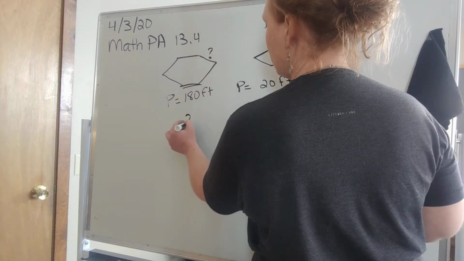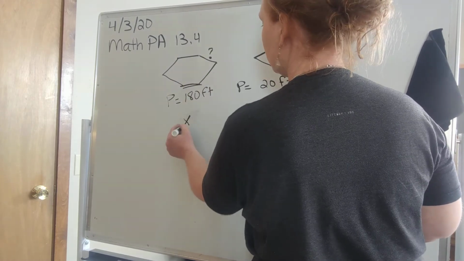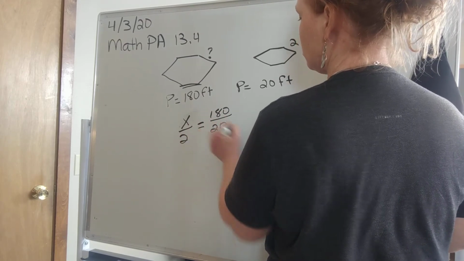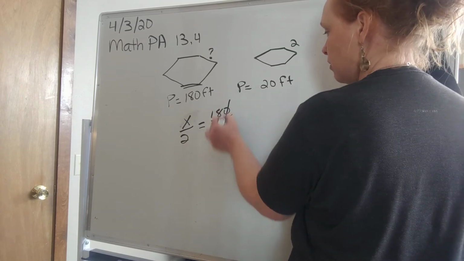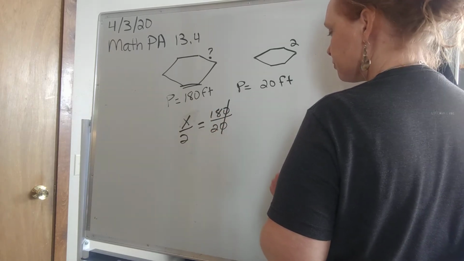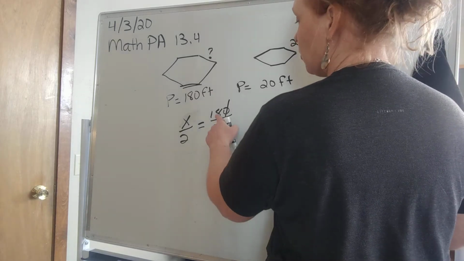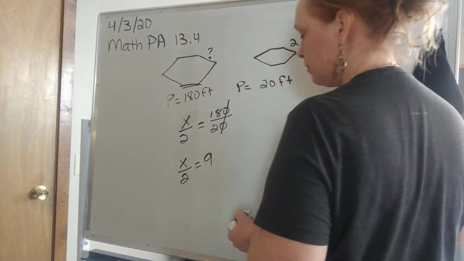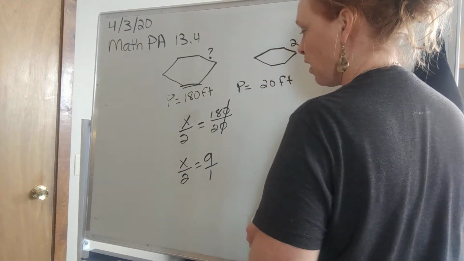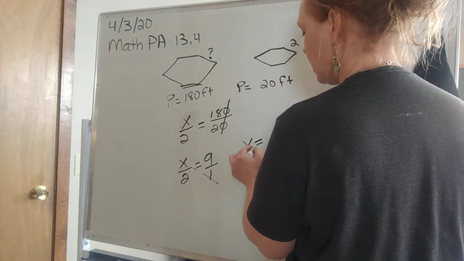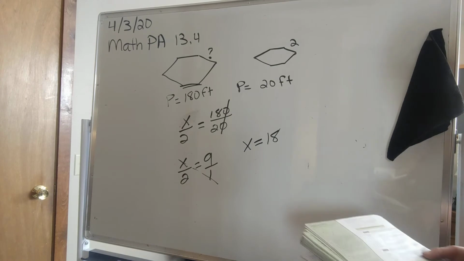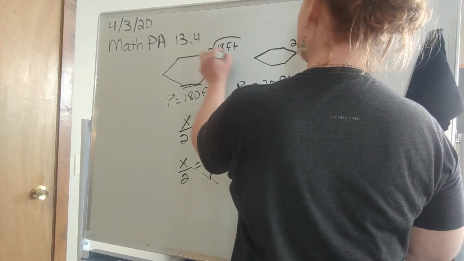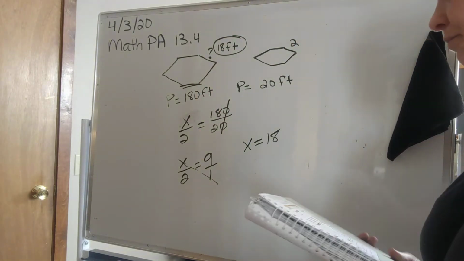We can say our question mark, which I'm going to use an x for, is to 2 as 180 is to 20. Well, I want to go ahead and reduce what I can. So I'm going to mark those zeros out, and then I'm going to say that, well, look, 18 divided by 2 is what? 9. So x over 2 equals 9. Okay, I can still put that over 1, cross multiply, x equals 18. And then there, I don't have to do anything else. So what is this? It's 18 what? Feet. Okay? So that side is 18 feet.